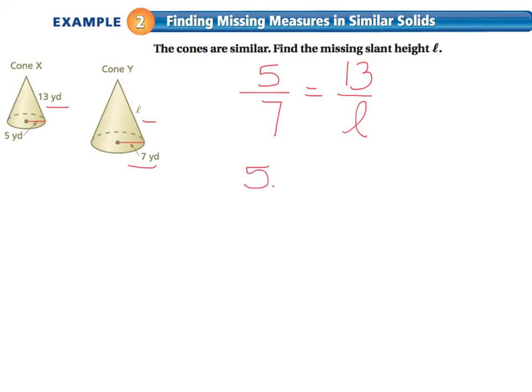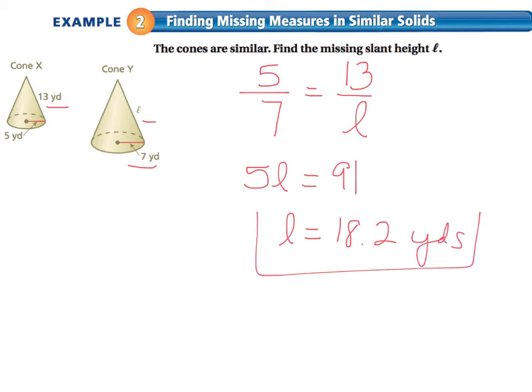We cross multiply. This is the cross products property. 5L equals 13 multiplied by 7, which is 91. By the division property, I divide both sides by 5. The slant height is 18 and 2/10 yards.